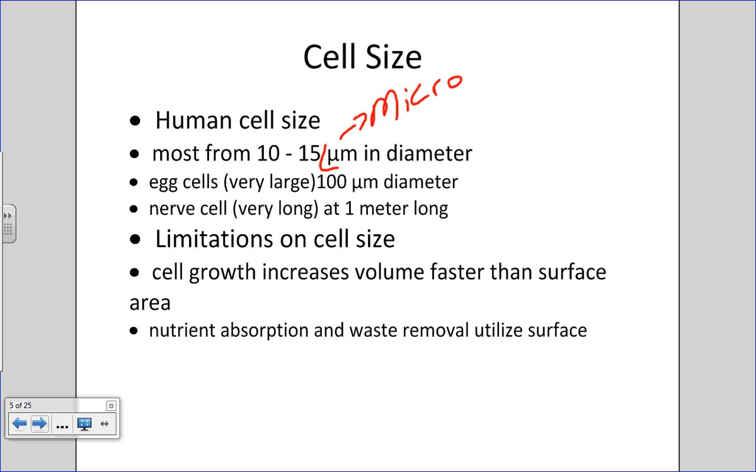Okay. Micro. So the average human cell is about 10 to 15 micrometers in diameter, or microns in diameter. You can say that as well. All right. Okay, so what does that mean to you? Okay, micrometers.